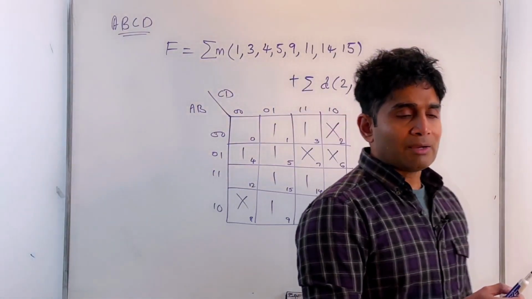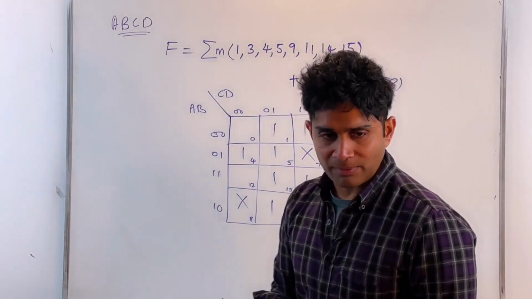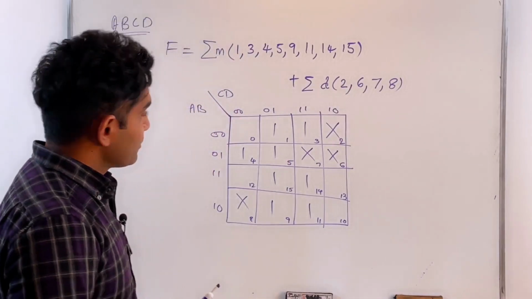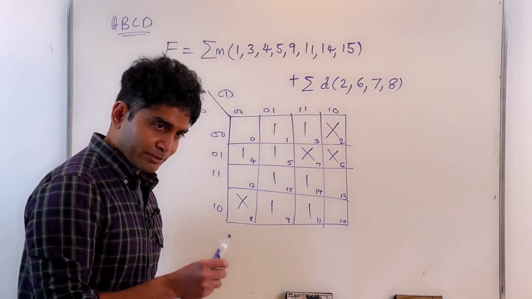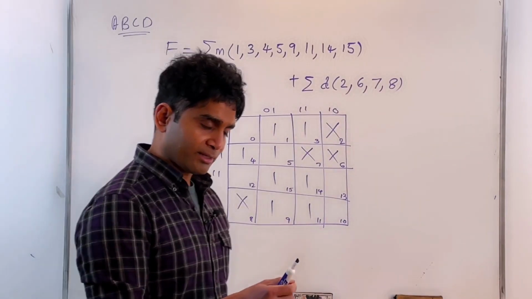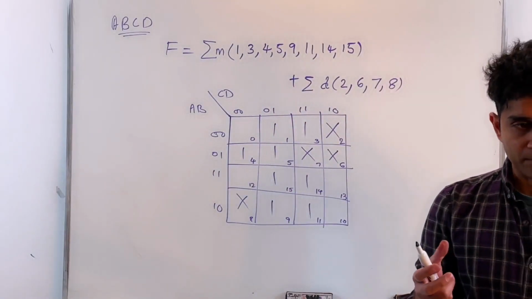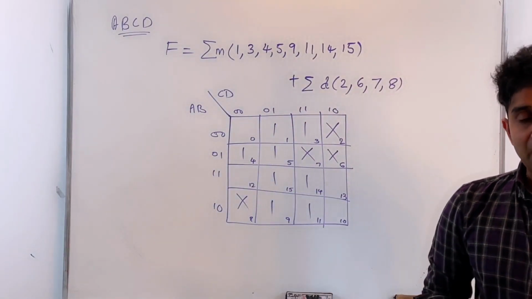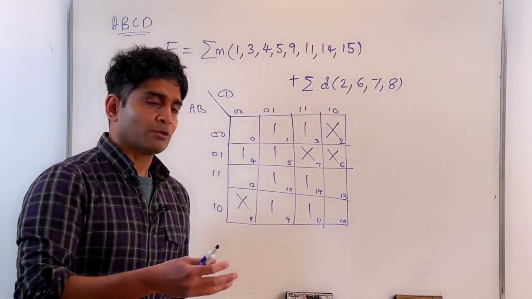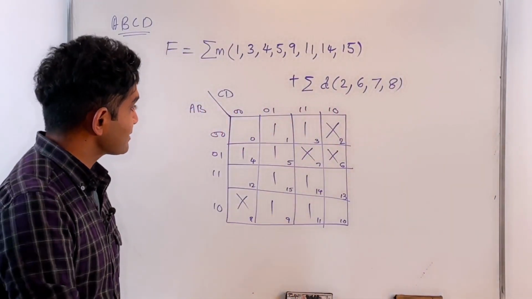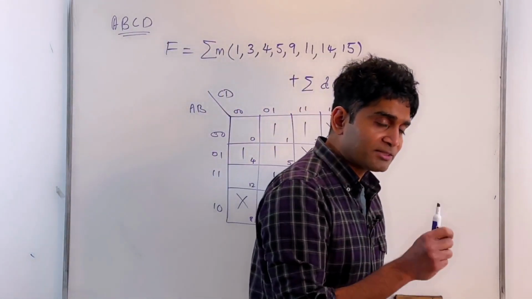Now, I will use the same rules that we have discussed before for combining the adjacent cells. The only difference here is that I would use my don't cares to my advantage. If I can use a don't care condition to obtain a larger combination or a prime implicant, I would use it. If not, I don't have to account for it. I don't have to account for all the don't cares, the way I account for the ones, because I have to account for all the ones in my K-map.